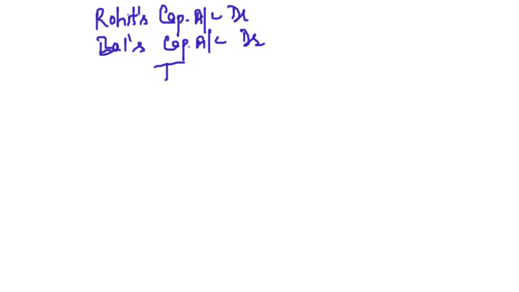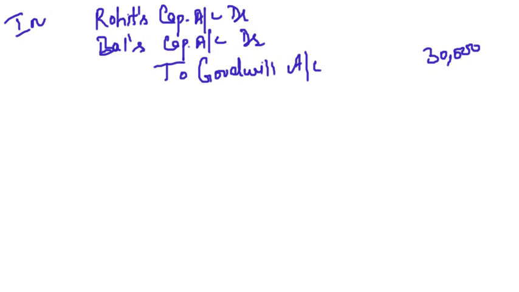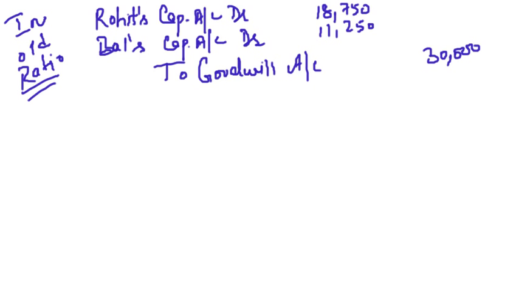The partners' capital accounts will be debited because we are writing off an asset. The asset account will be credited, and this will be done through old partners capital accounts in old ratio. In which ratio? In old ratio. Writing off goodwill in old ratio. What is the amount? 18,750 and 11,250.